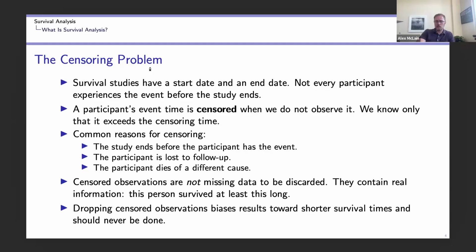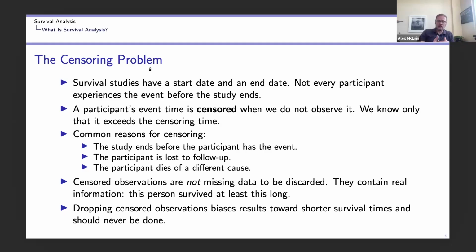Other times, a participant is lost to follow-up. We don't know what happens. Other times, if we're looking at death due to cancer and somebody dies in a car accident, they didn't die because of the cause that we're interested in. They died of a separate cause. So again, we just know that they did not die of cancer up to the point where they died of something else. So a lot of reasons for censoring that can pop up.